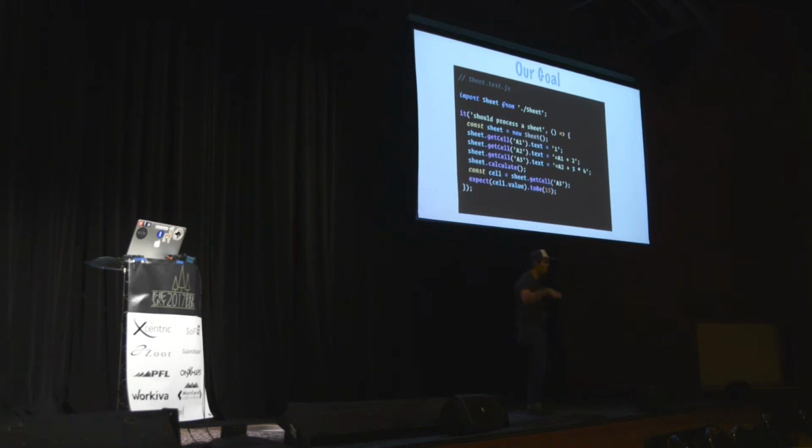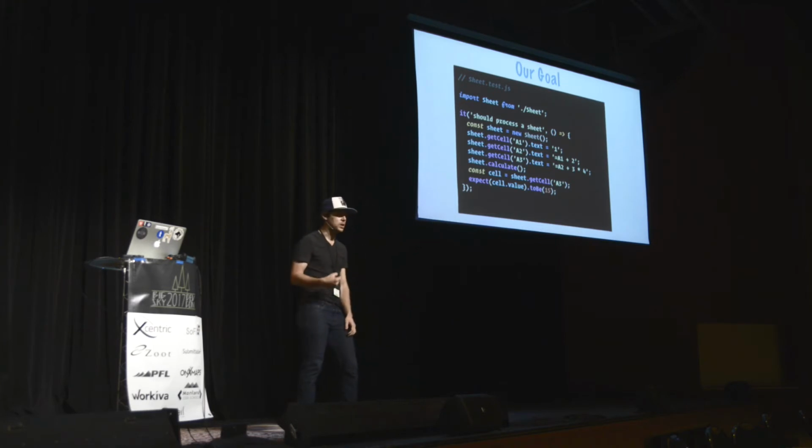And we should also be able to reference the cells in the correct order. So we calculate A2 before we can calculate A3, because there's a dependency there. We call this calculate method on our sheet, and then we grab the A3 cell out of it, and we're going to expect the value of that to be 15. If we can build this, we're going to call it success for today.